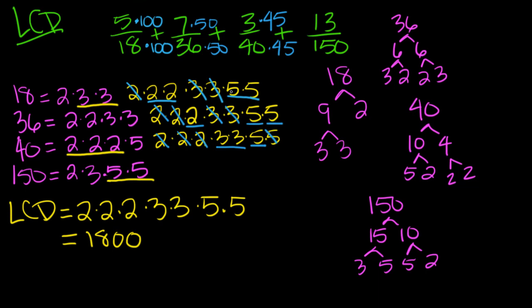And lastly, we've got 150. So 2 times 2 times 2 times 3 times 3 times 5 times 5. And we've got 2 times 3 times 5 times 5, leaving us with 2 times 2 times 3, which is 4 times 3, which is 12. So this one needs to be multiplied on the top and bottom by 12.